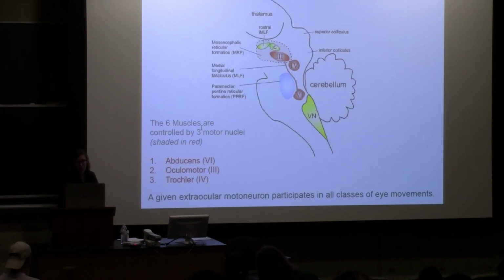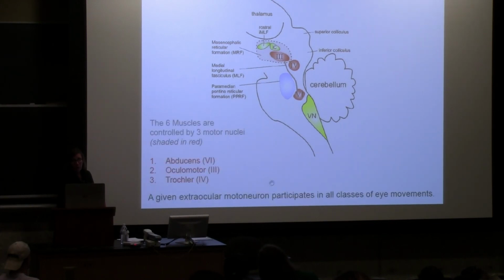So in the next slide, I go through, again, 6 muscles controlled by 3 motor nuclei. The abducens projects to the lateral rectus, the trochlear projects to the superior oblique, and the oculomotor projects to all the other muscles, including the medial rectus. Okay, that's just the way it's organized.